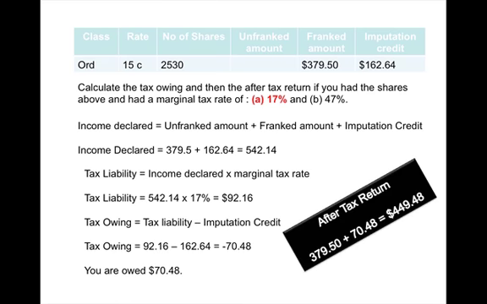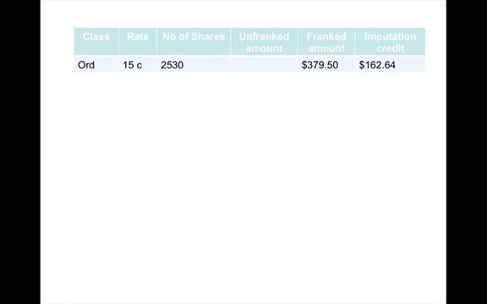So your after-tax return is $379.50, which is what you get in your pocket, plus, because you're owed some money, $70.48, so it gives you $449.98. So you're getting about $450 back. That's pretty cool on what you've got. So have a look at the next bit.